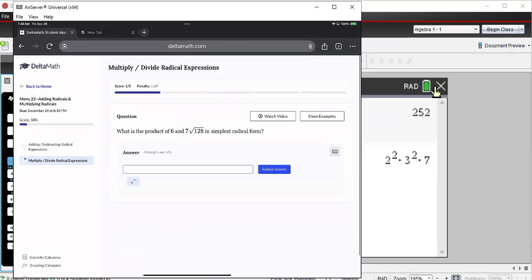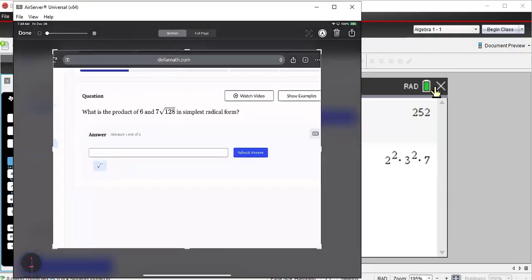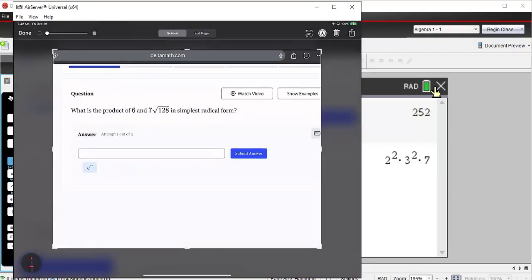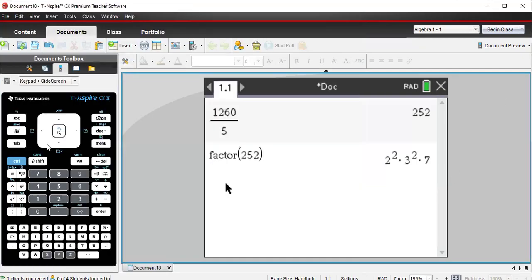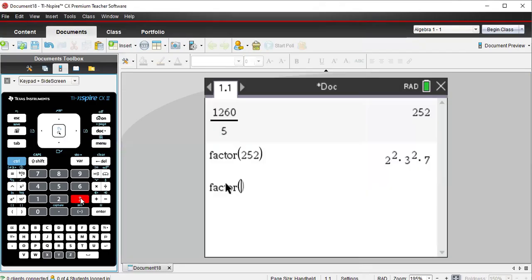Let's do another couple. All right, now we're doing the product. So I'm going to make this larger, take a picture, make it even larger. So basically it's going to be 6 times 7, and then we've got this. So 6 times 7 is 42. Now we're going to focus on this radical 128. We've already done that in the previous video, but I'm going to show you again. We're going to do menu 23, and then we type in 128, press enter, 2 to the 7th.